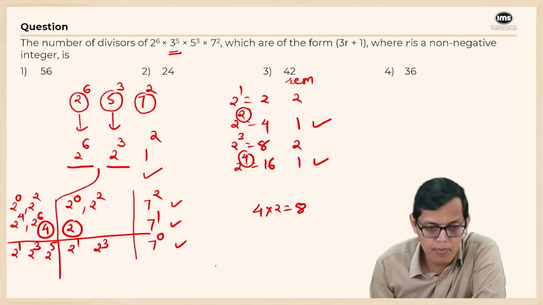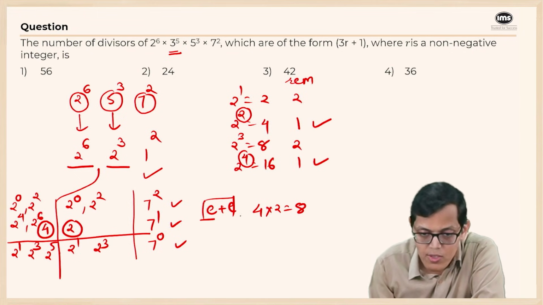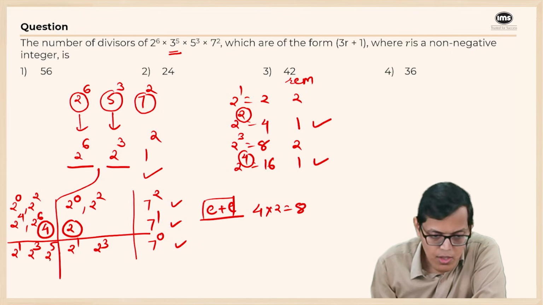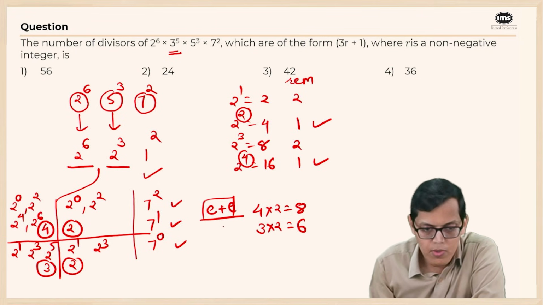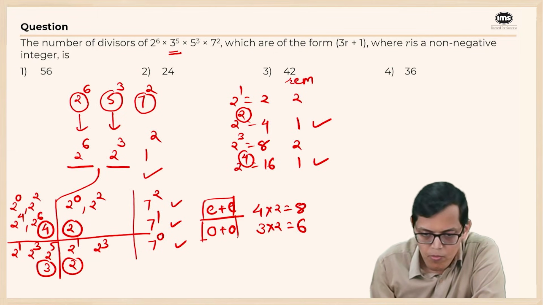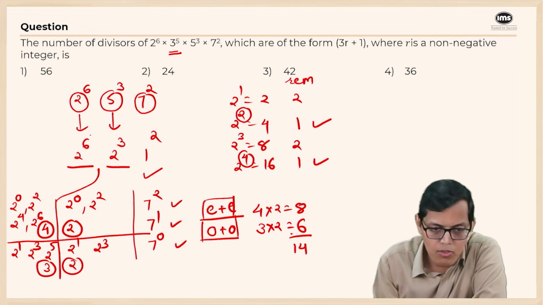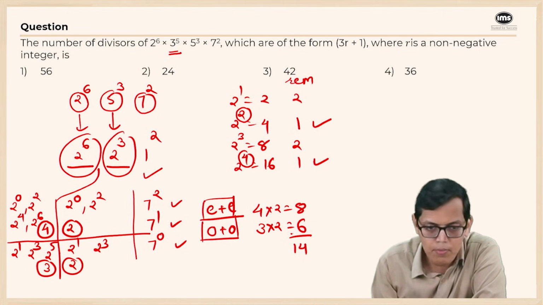So 8 combinations of even. Let me write even plus even. We add powers when we multiply numbers. Here there are 3 combinations and 2 combinations, so I should write 3 into 2, 6 combinations. This was actually odd power plus odd power. So there are 14 such combinations which I can create from 2 raised to 6 and 2 raised to 3.